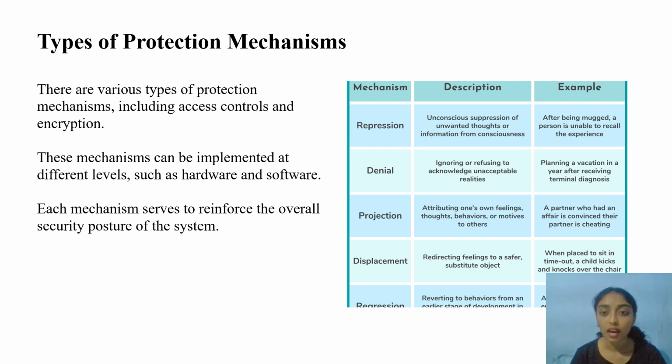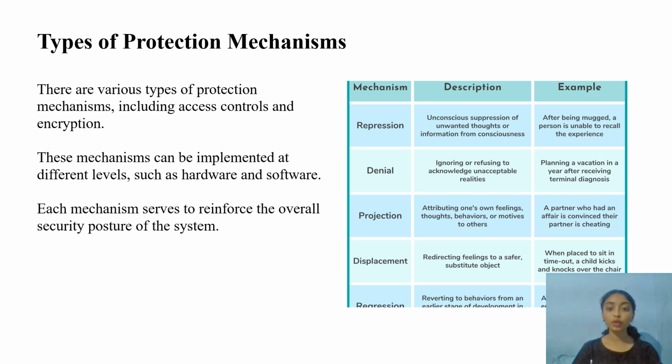Repression. Unconscious suppression of unwanted thoughts or information from consciousness. After being mugged, a person is unable to recall the experience. This is the example of repression. Denial. Ignoring or refusing to acknowledge unacceptable realities. Planning a vacation in a year after receiving a terminal diagnosis is an example of denial.